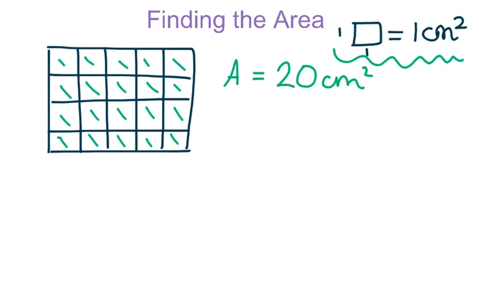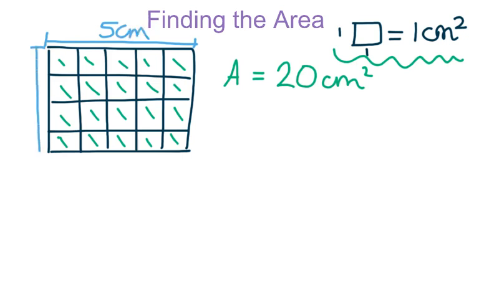Now when we're calculating the area, we might not always want to count up each individual box in a rectangle because if we have lots and lots of boxes, this will be a waste of our time. So what we can do is work out the length of each of the sides of my rectangle. Along the top here, how many centimetres have I got? Well, I've got 1, 2, 3, 4, 5 boxes. So this length is 5 centimetres.